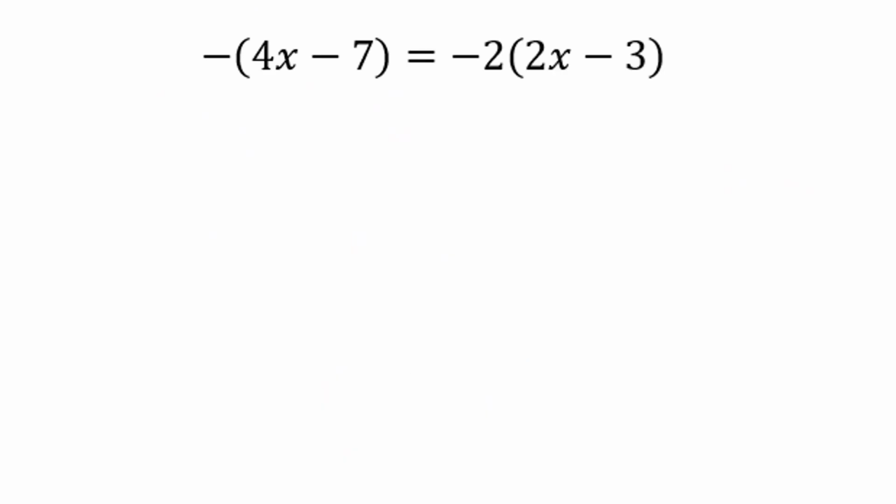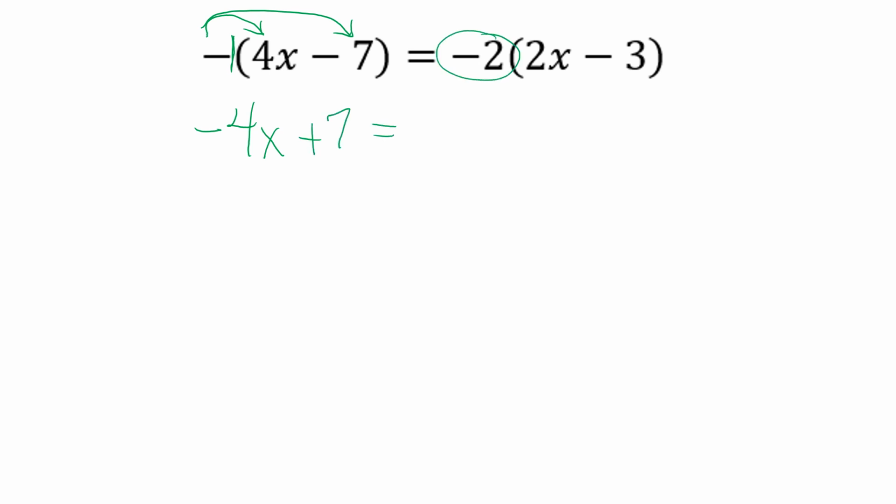With this problem, we do have parentheses, so we are going to need to start with distributive property. We know that since we have a negative in front of this set of parentheses, that's the same as having a -1. So we will distribute the -1. -1 times a positive 4x would be a -4x. -1 times -7 would be positive 7.